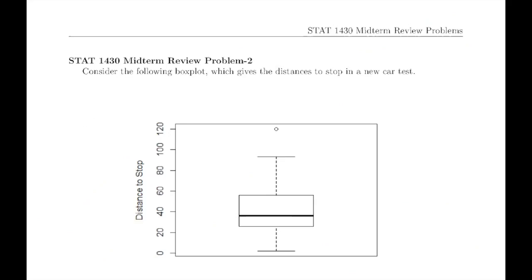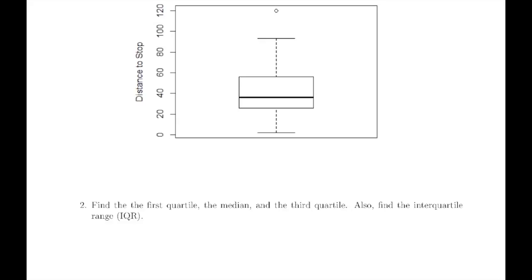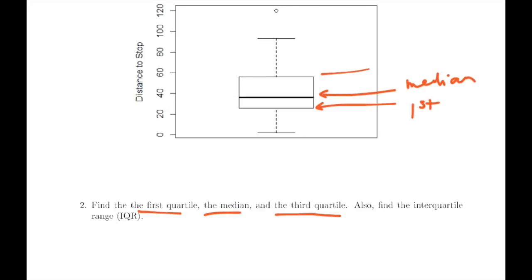Alright, next, let's look at the second part of this problem. Again, we are given this box plot, and we want to find the first quartile, the median, and the third quartile. Just what we reviewed earlier, this lower edge of the box is the first quartile, this bold line in the middle is the median, and this upper edge is the third quartile. Then we are going to look at the corresponding values.